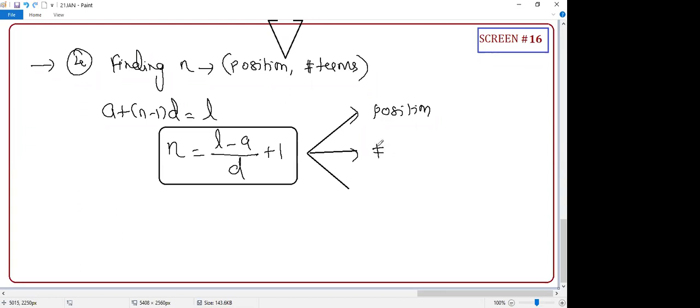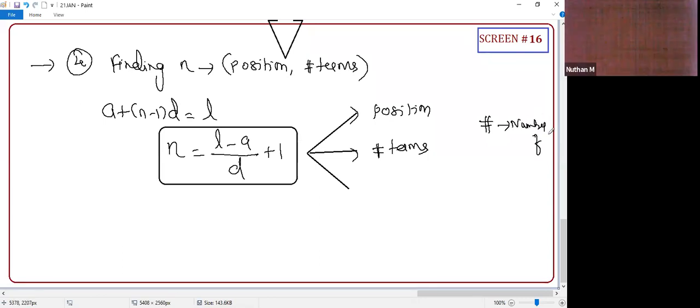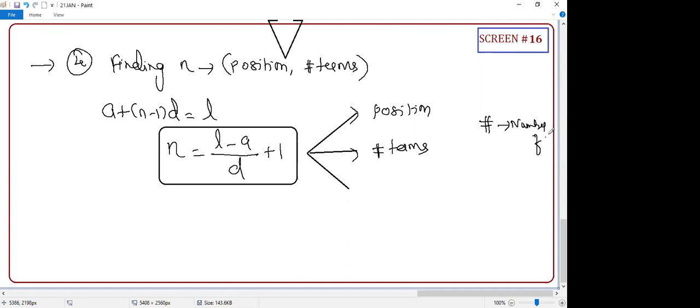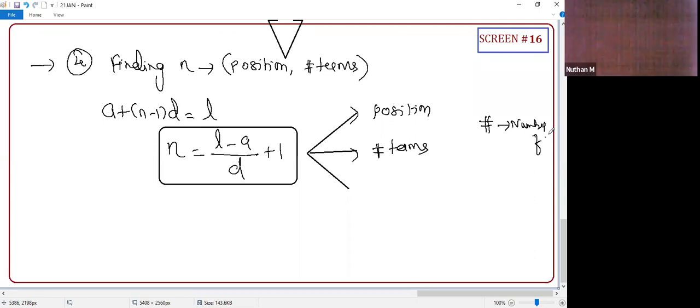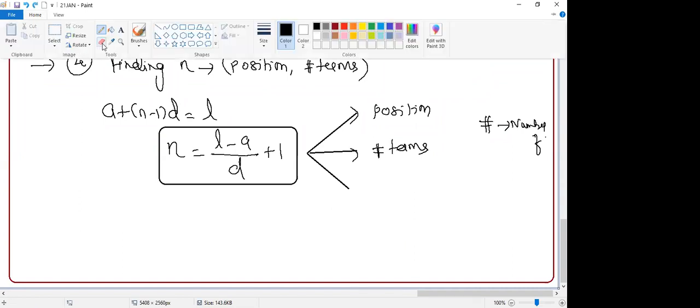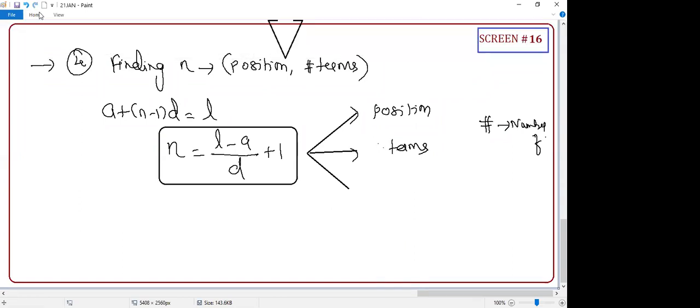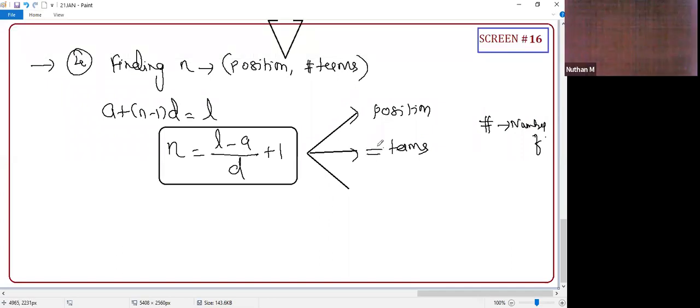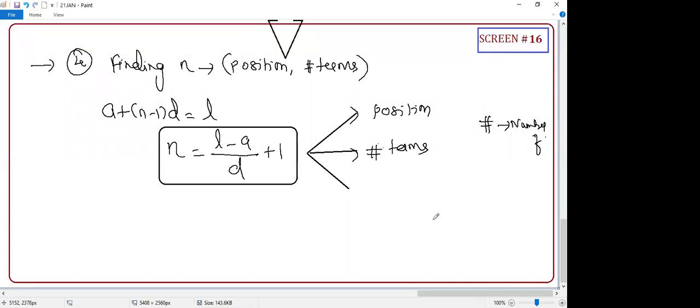Second, what is the benefit? If you tell me the first term and last term, I'll tell you the number of terms. Guys, this symbol is short notation for number of. Anytime you want, you can use NO dot of. That is very popular. But people using a little bit advanced concepts will use the hashtag symbol.